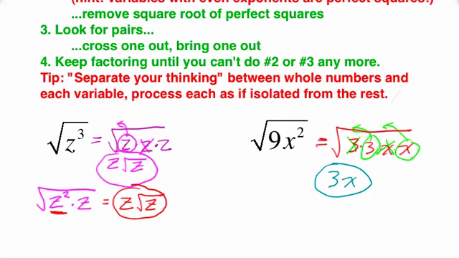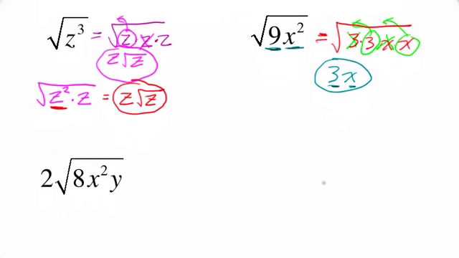Now let's say we did recognize perfect squares. What you can do in this situation is you can recognize that we have a 9. What's the square root of 9? 3. And what's the square root of x squared? X. So you could have gotten the final answer 3x very quickly by recognizing perfect squares.